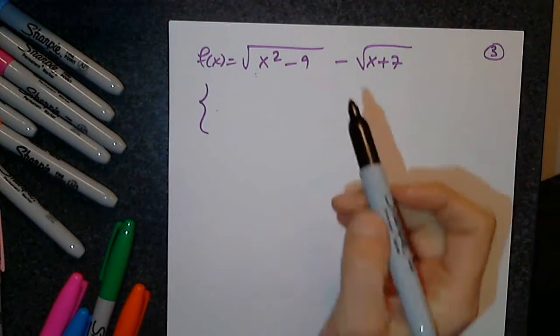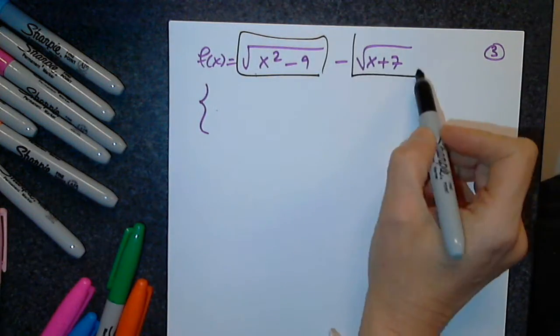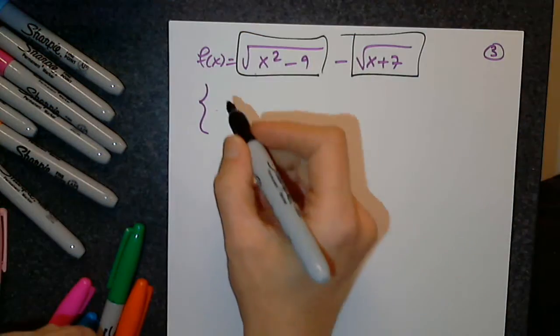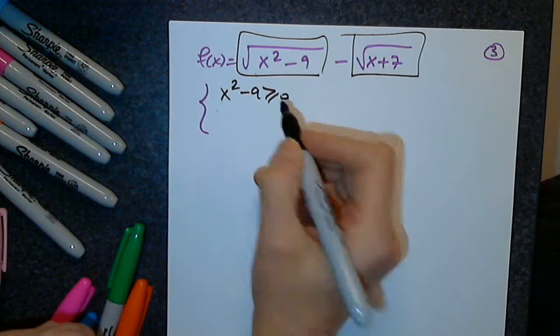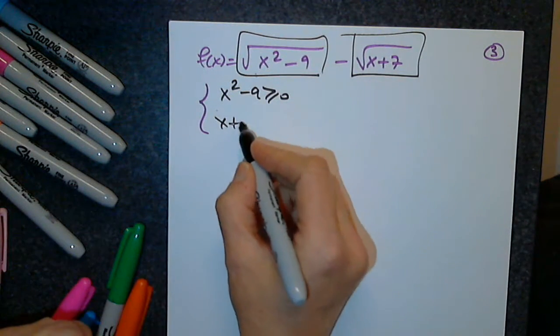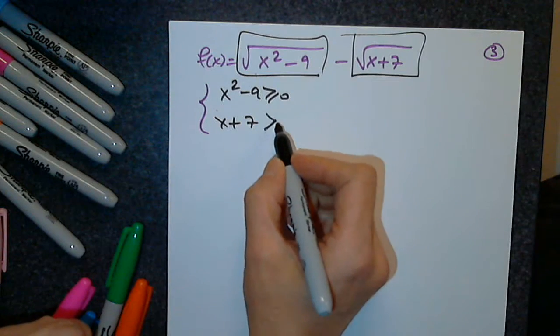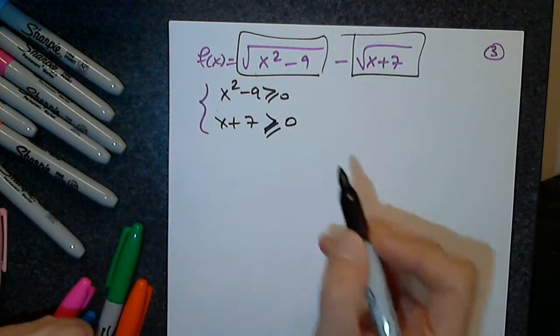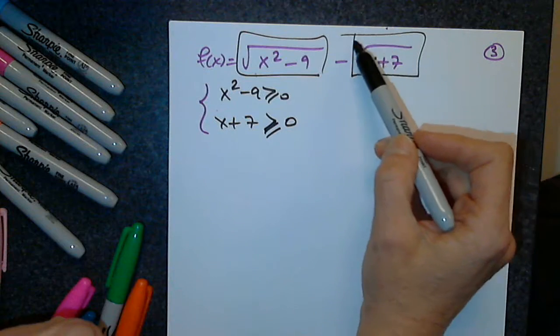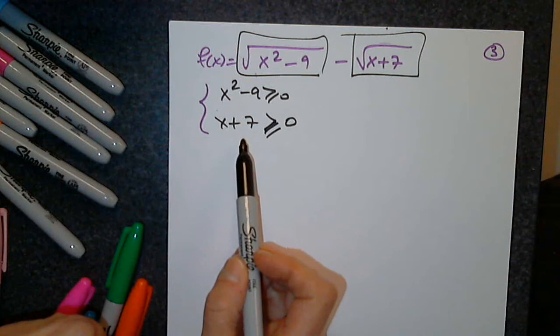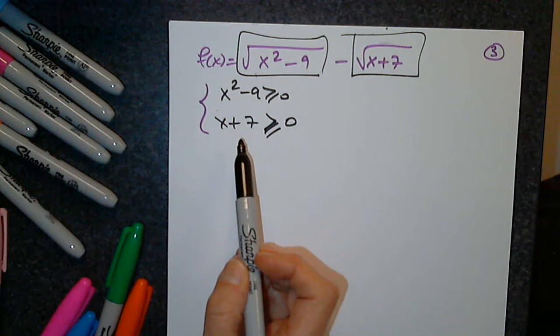So what do I write? I have to write a condition for this and a condition for this. x squared minus 9 is greater than or equal to 0, and then x plus 7 greater than or equal to 0. Yes. But what if this would have been 1 over? What would you have written here? x is not equal to negative 7.